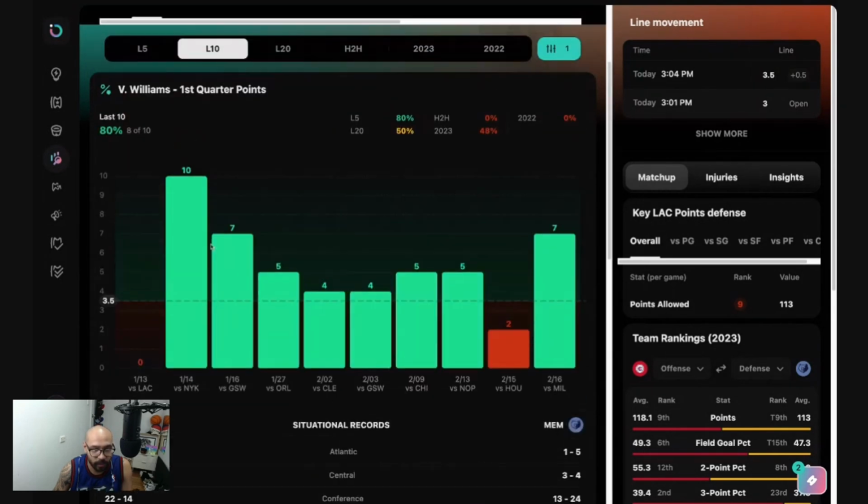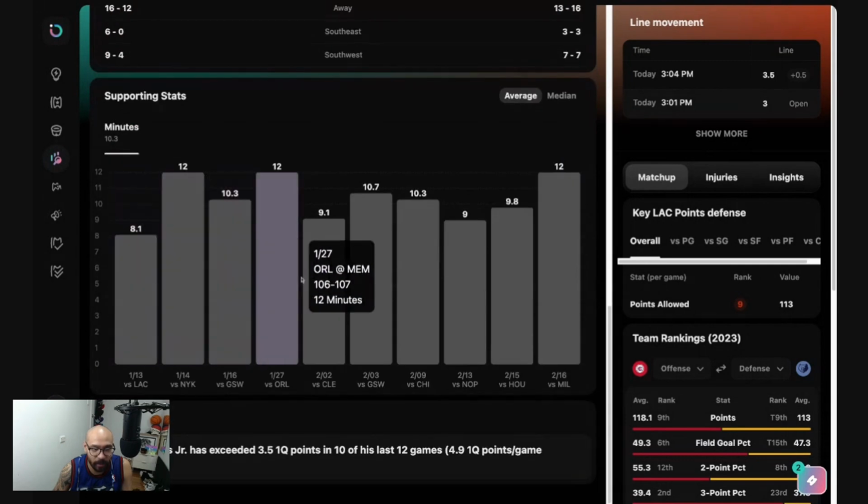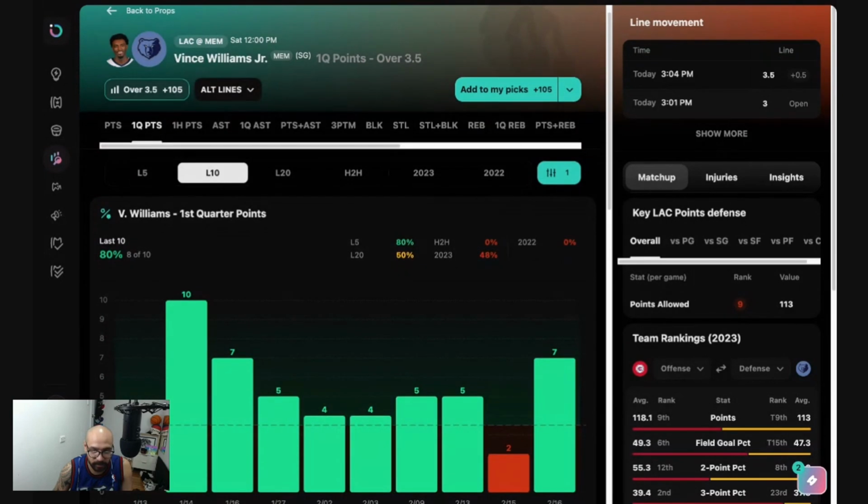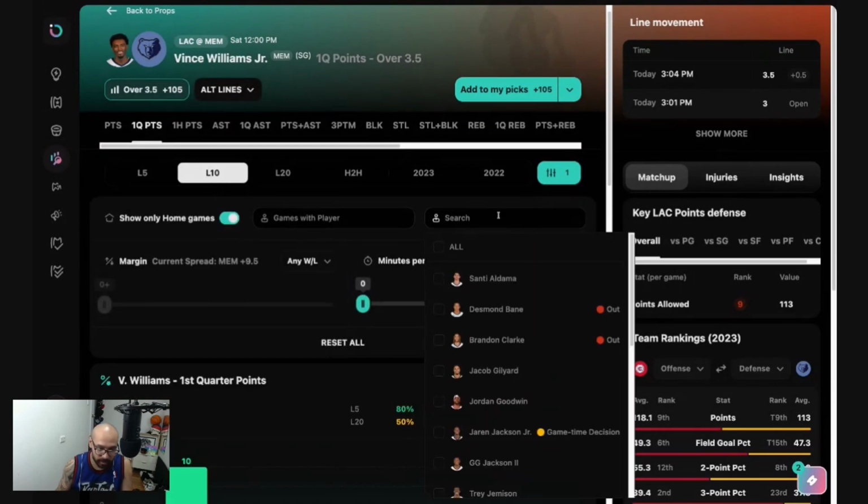But look, the recent form is great. Just because he didn't get it done before doesn't mean he can't do it, right? We're asking for 3.5 points. That's 2 layups for Vince Williams. And I wonder how he goes without Jaren Jackson Jr. Maybe he scores a lot in the first quarter without him.